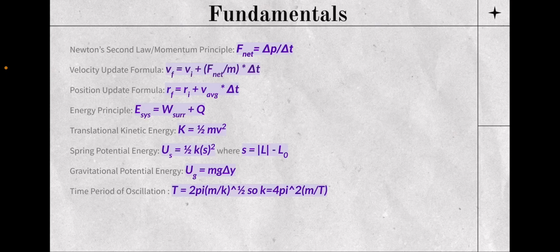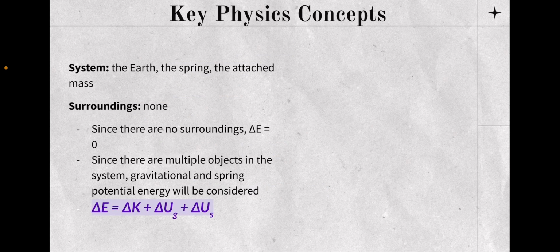Some fundamentals for this lab were Newton's second law, velocity and position update formula, the energy principle, and then translational kinetic energy, spring potential energy, gravitational potential energy, and the time period of oscillation. Some key physics concepts were the system: the earth, the spring, and the attached mass. The surroundings were none, and since the surroundings were none, the change in energy equals 0.